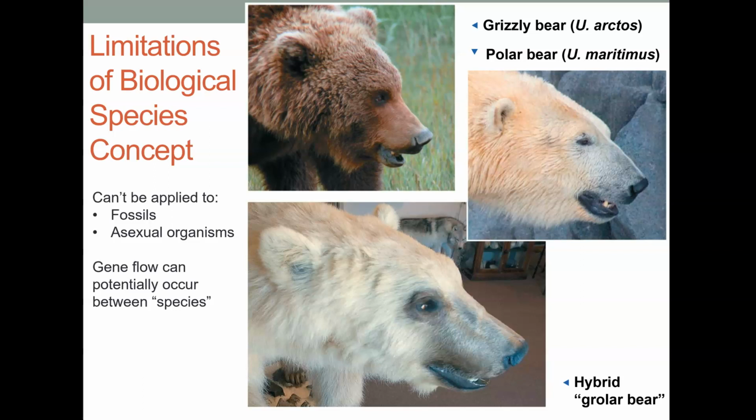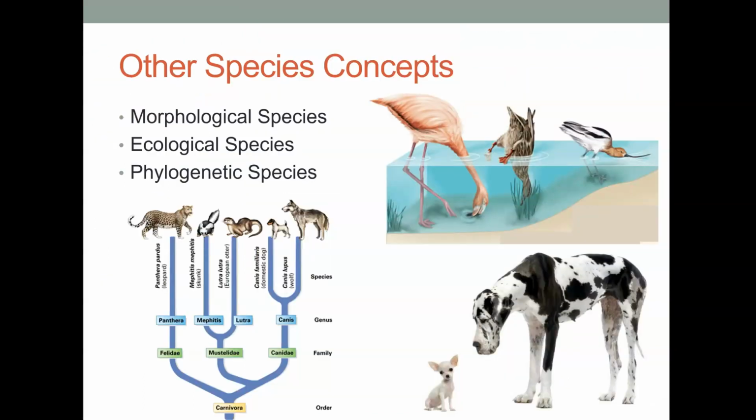So grizzly bears and polar bears have long been considered different species. They certainly have different traits and different habitats and so on, but they can interbreed. So there is some evidence of gene flow between these two populations, and they produce viable offspring, and they're called Gröhler bears. They really look like a mix of both of these species of bears. So how do we define this species? Are they in fact two different species? Are they separate? Are they the same? Are they subspecies of one another? Who knows?